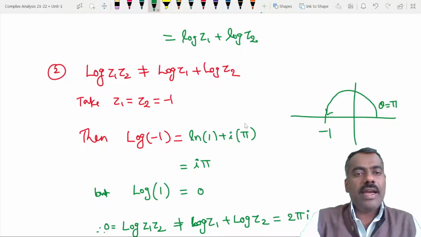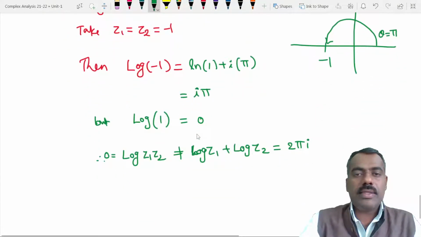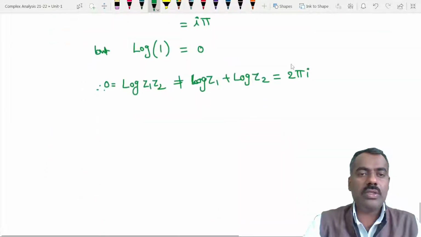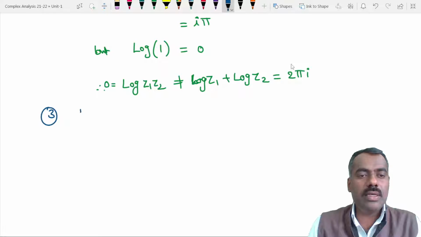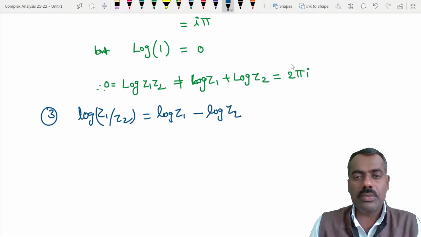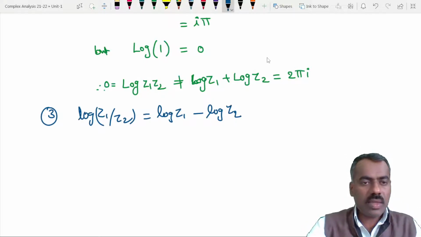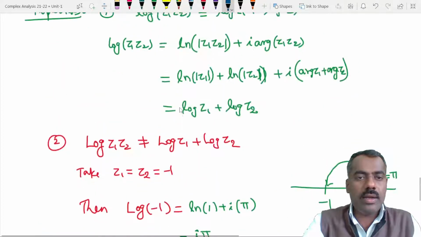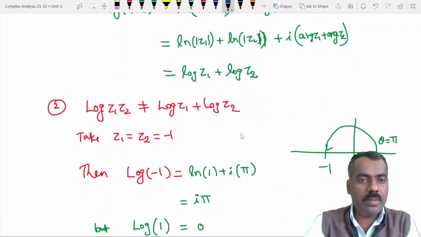Okay. And for z1 upon z2 you can also check, which is log z1 minus log z2, so that you can easily prove this. Log of z1 upon z2 is the same as log z1 minus log z2. Okay. These are some of the properties of this logarithmic function and principal logarithmic function.